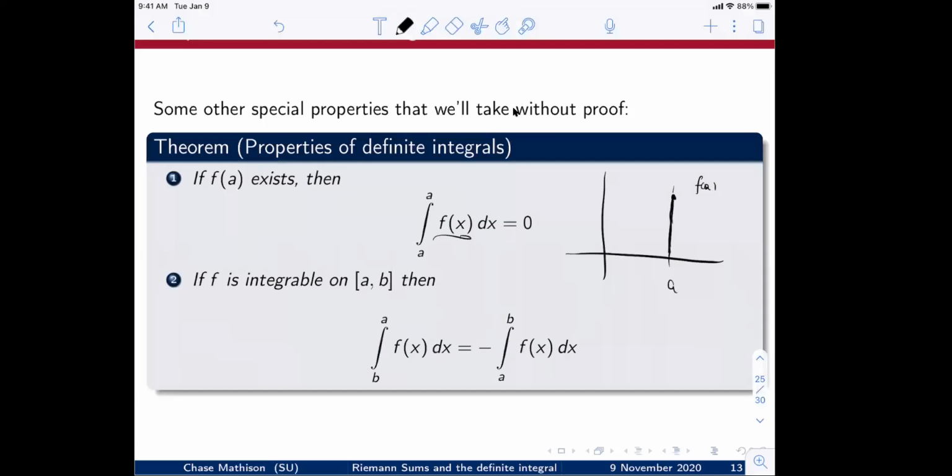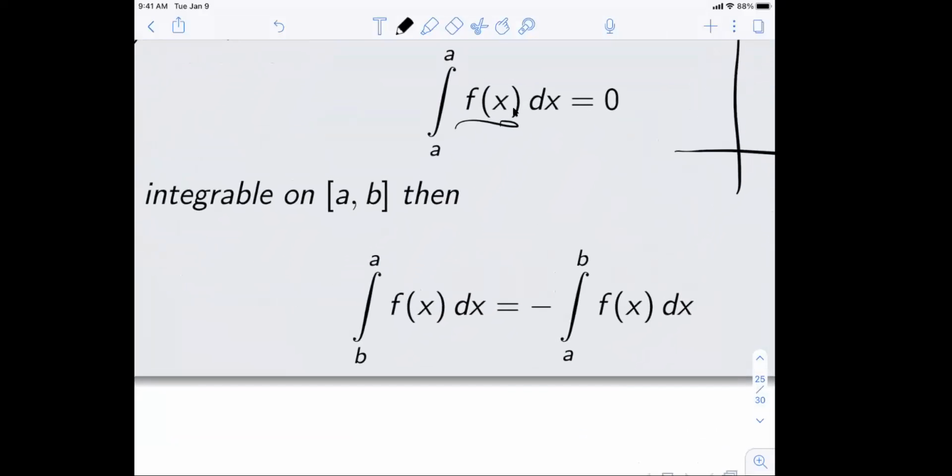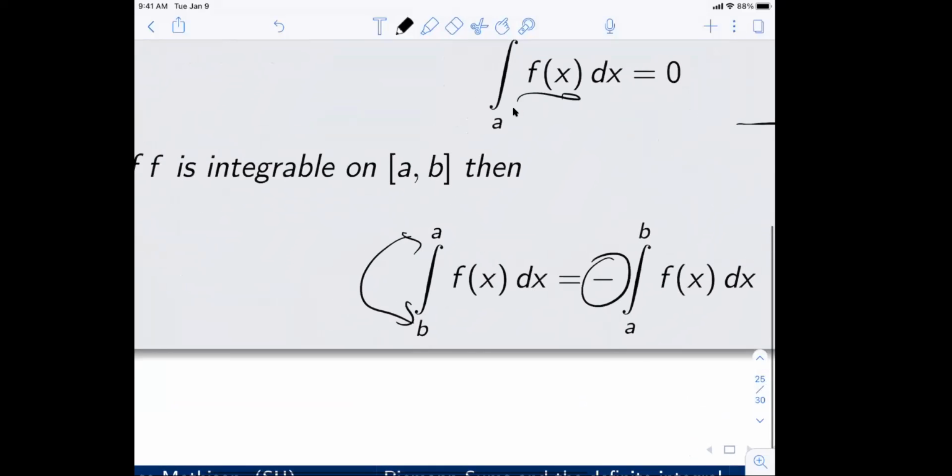Okay, so the takeaway for number 2 is that if you swap the bounds of integration, and that's what the a and the b are called, the bounds of integration, then that's fine, but you need to put a negative out in front of the integral if you do that. Okay.